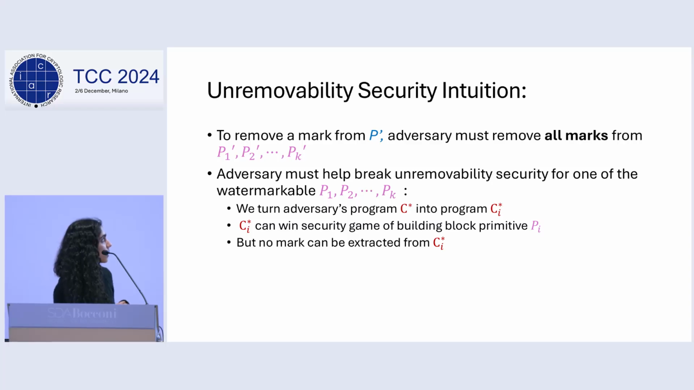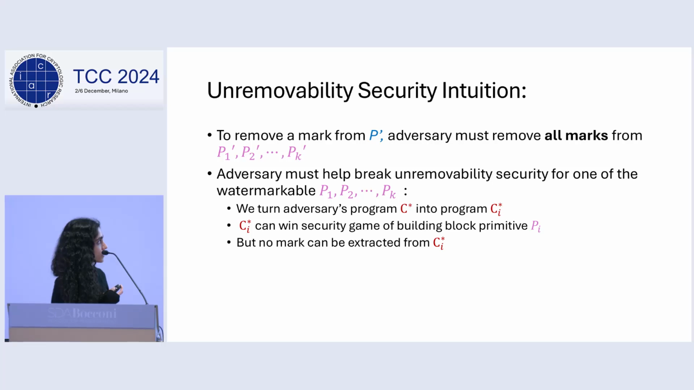In other words, the intuition is that if an adversary wants to remove a mark from the watermarked target functionality P prime, then it must remove all marks from each of the underlying building block watermarked functionalities, P1 prime through PK prime. And the reduction says that you can turn any adversary C star for P prime into an adversary for one of the building block functionalities, P1 through PK. That would be a contradiction because that would break the unremovability property of the building block watermark primitives.